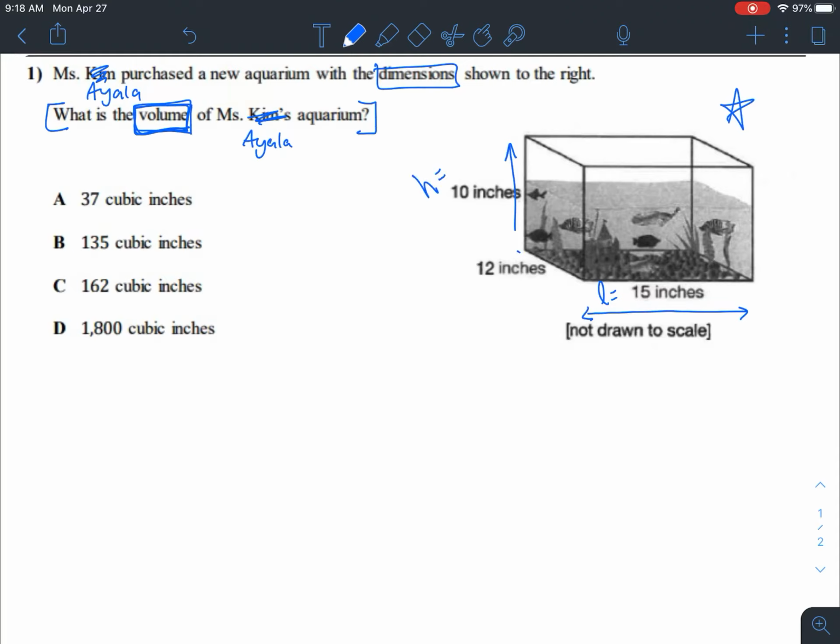And lastly, they give me that weird front to back measurement. And I know when I'm measuring front to back, that will be my width. So I know that my width is 12 inches. Before we try to figure out the volume of this rectangular fish tank, I want you guys to take some notes. If you did not already, go ahead and pause this video so you can get a notebook and a pencil.